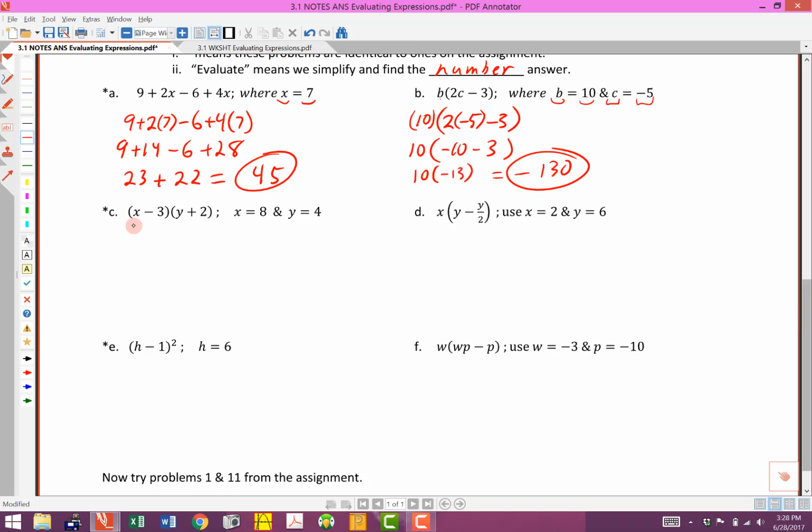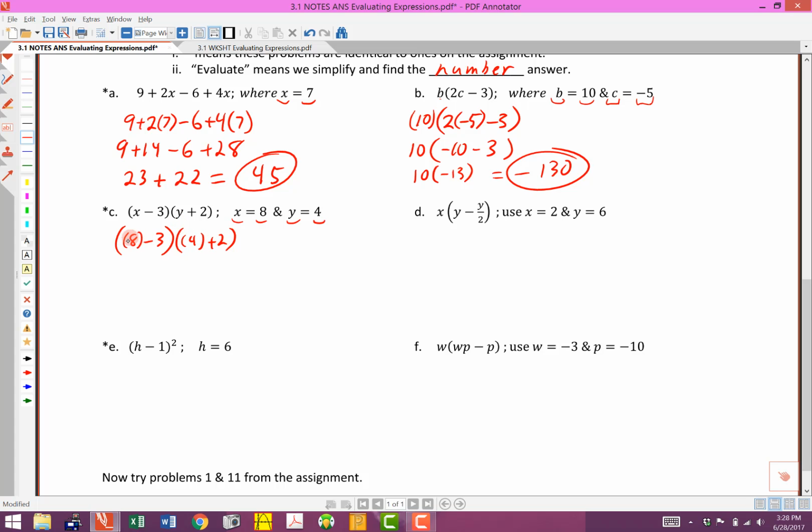All right, let's take a look at this one. We've got parentheses x minus 3, close that parentheses, open up another set, so we've got some implied multiplication right there, and then y plus 2 in a set of parentheses. So wherever there's an x, we're going to put an 8, and wherever there's a y, we're going to put a 4. So this is going to be parentheses 8 minus 3, and then parentheses 4, because that's what y is, plus 2.